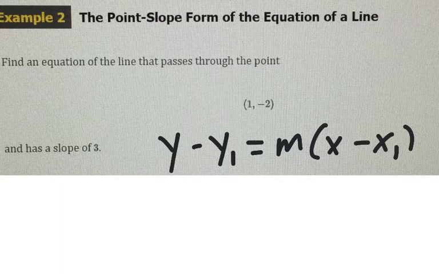So again, this is the point slope form of a line. y minus y1 equals m times x minus x1. Right here, the ordered pair gives me my x1 and my y1. And the slope is 3. That would be my m.